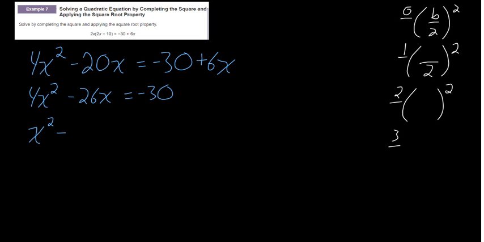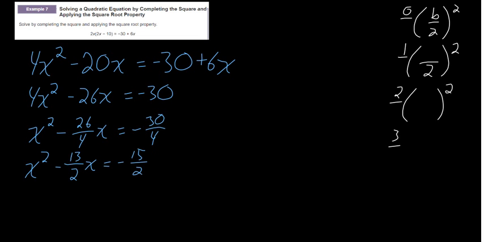So I've got x squared minus 26 over 4x, and it's equal to a negative 30 over 4. And of course, the 26 and 4 can reduce. It's going to be x squared minus 13 over 4x. I'm sorry, 13 over 2. That's going to be equal to a negative 15 over 2. Okay. So now we can begin the completing the square process.